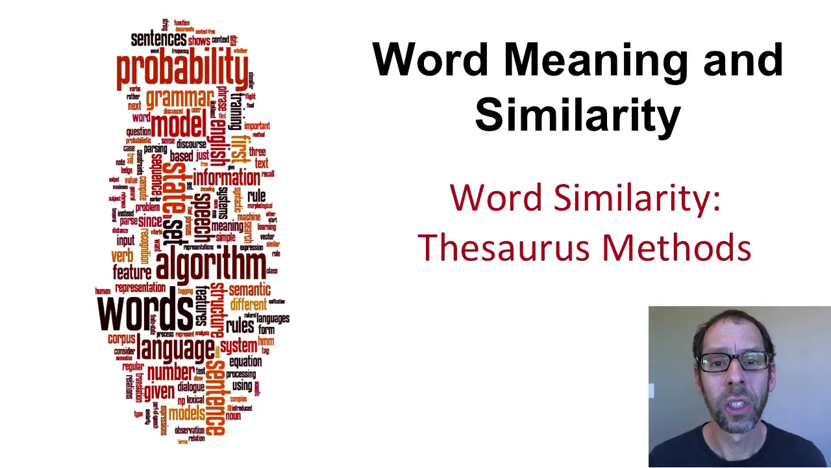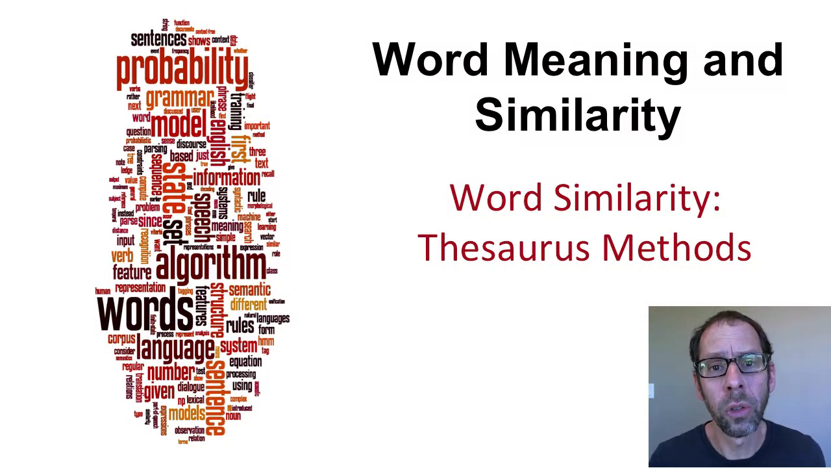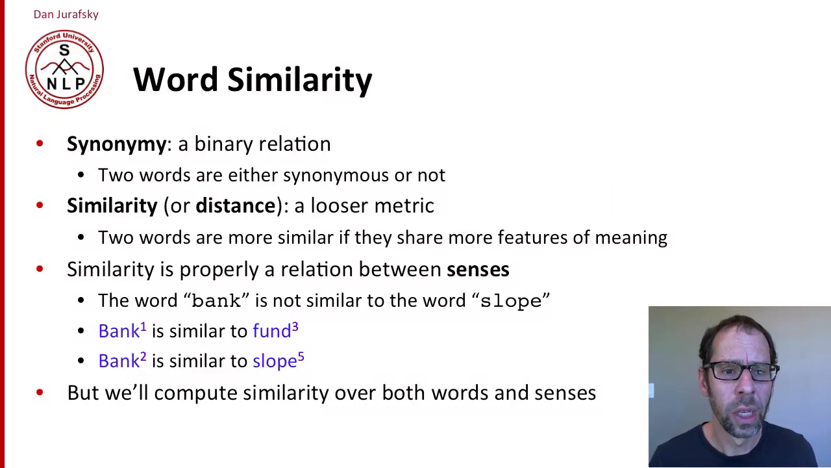Hi again. Let's turn to how to compute whether two words are similar or not. We'll start in this section with methods that use a thesaurus to compute word similarity. Where synonymy was a binary relation, two words are either synonymous or they're not, we often want a looser definition of similarity or distance that says two words are more similar if they share more features of meaning, without requiring that they be absolute synonyms.